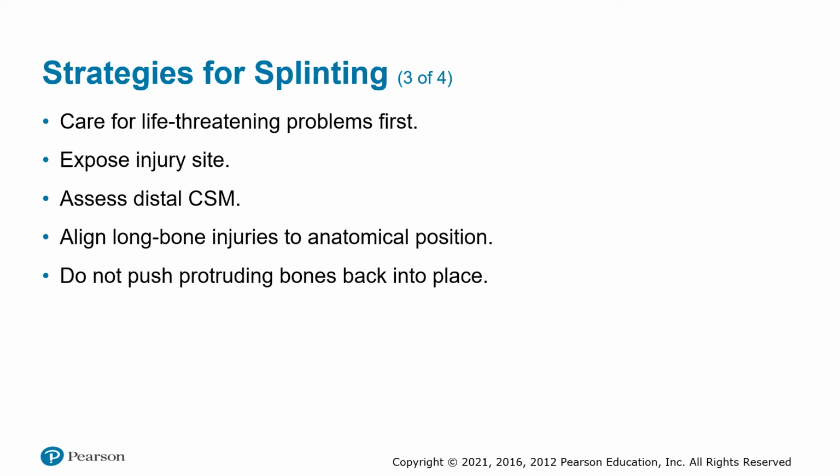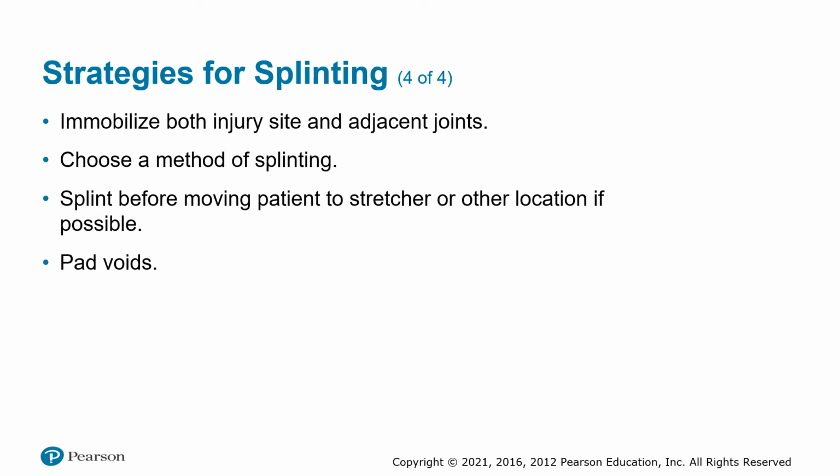We're going to care for any kind of life-threatening problems first. Expose the injury site. Assess distal circulation, sensation, and motor. Align the long bone injuries to the anatomical position. Do not push protruding bones back into place. Immobilize both the injured site and the adjacent joints. Choose a method of splinting and splint before moving the patient to the stretcher or other location if possible. And then we're going to pad any kind of voids as well.